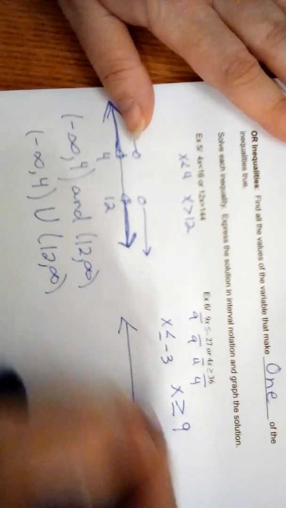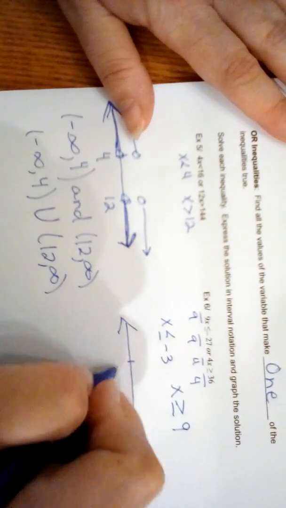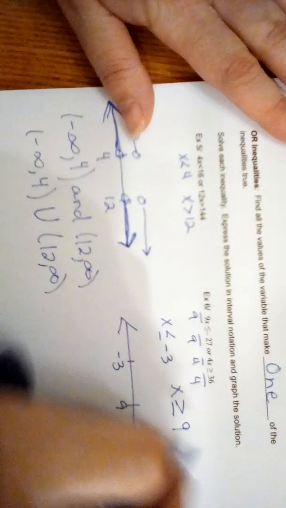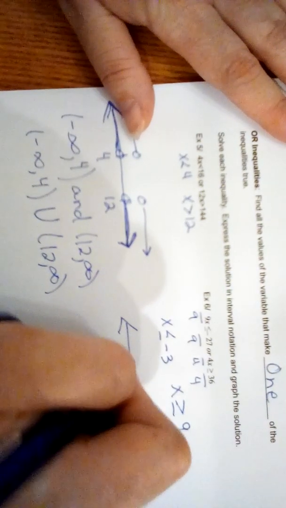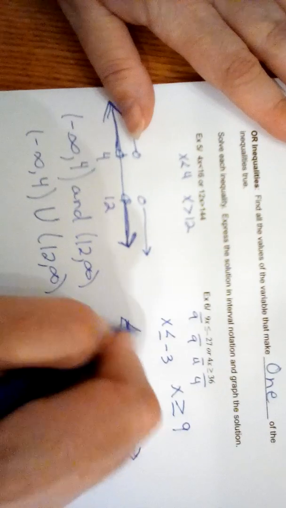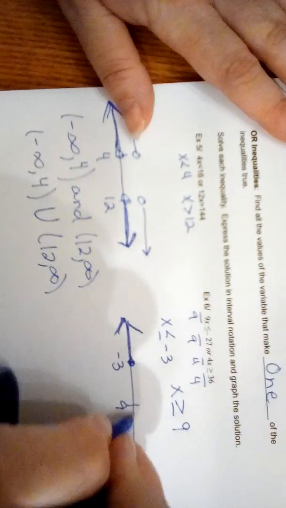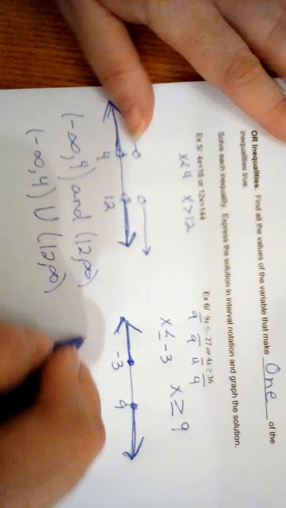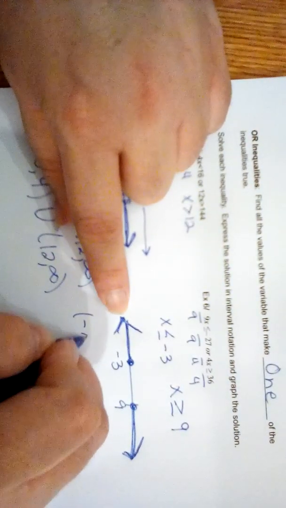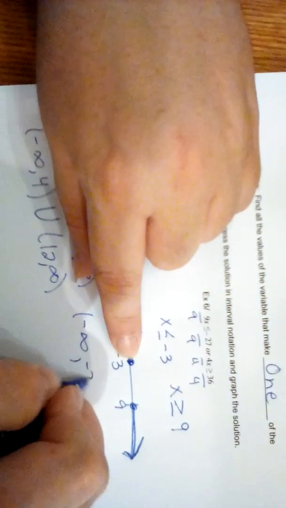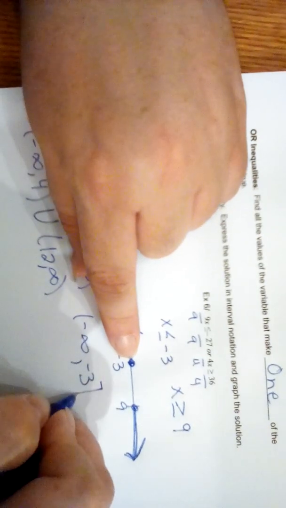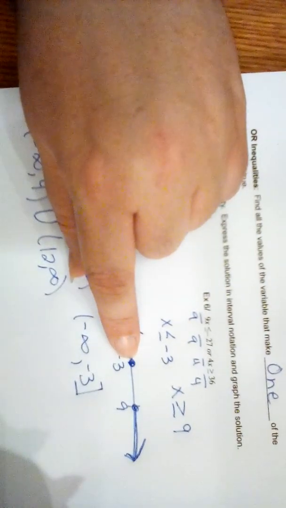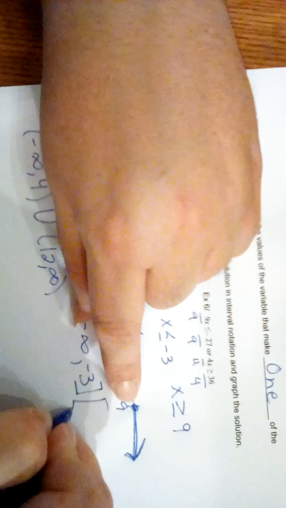Okay, this is an OR, so that makes me think it's definitely going to be in 2 pieces. It includes the endpoint because it's got the equals to. Include the endpoint here. Right. Negative infinity to negative 3. The dot means use the brackets. It includes the endpoint. Include the endpoint on the 9 all the way to positive infinity.